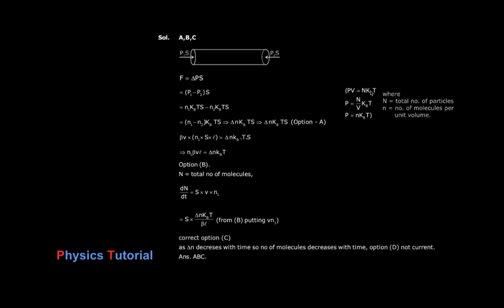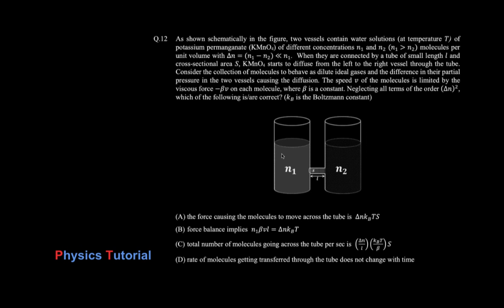So we can substitute the value of P from PV equal to nRT. Let K be a constant, small n the number of molecules per unit volume, and capital N the total number of particles. So P is equal to N by V KT, that is small n KBT, and here that is N1 KBTS and N2 KBTS. Taking common, that is N1 minus N2 KBTS, delta N KBTS. So if you see here, option A is correct.